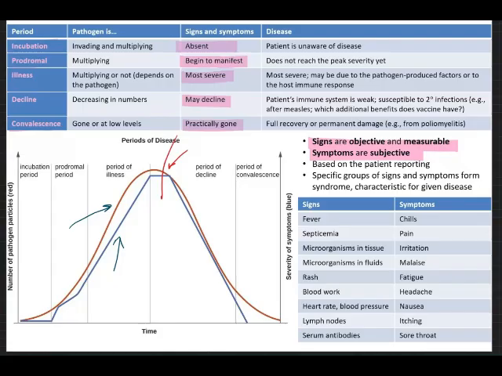Now, I'm in front of you and I barf. That vomiting, sign or symptom? If I tell you that I'm nauseous, symptom. So you have to be careful. Sign does not have to be quantitative, but it has to be objective. Okay?